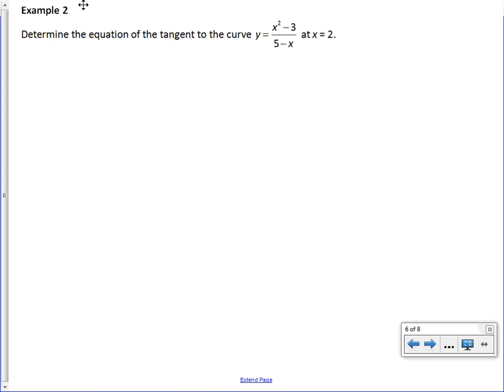And the nice thing about when it's one of these is you don't actually have to simplify, right? As soon as you find the derivative, you can start plugging in, because you just care about finding the slope. So, derivative.